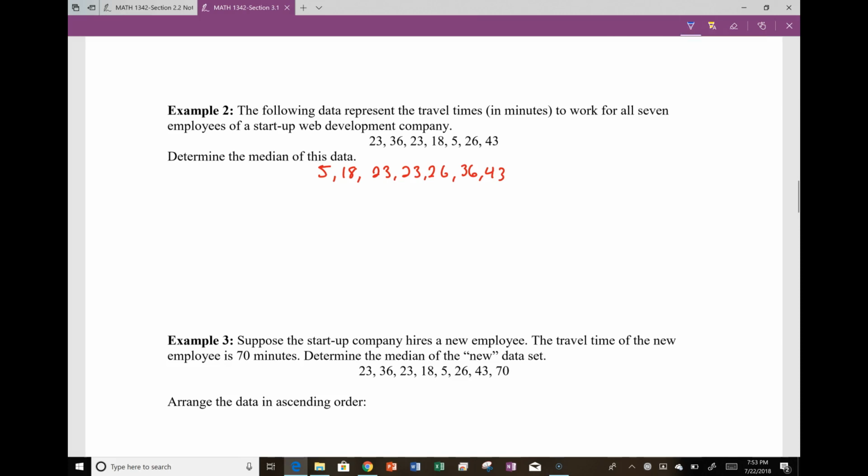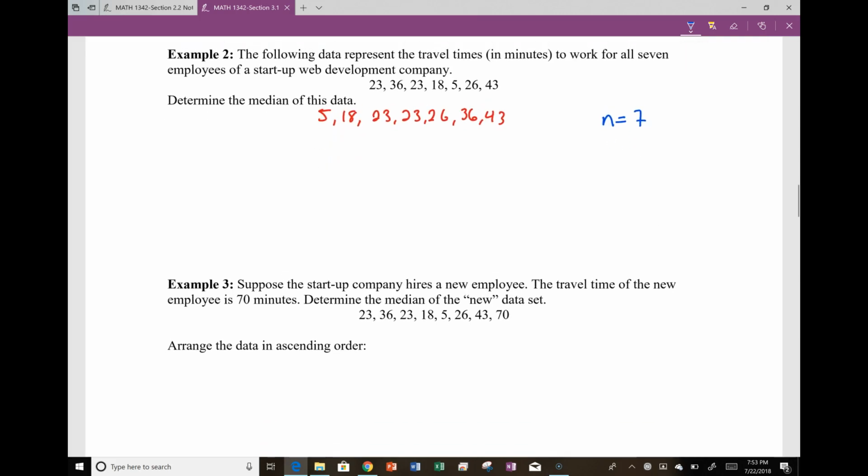What I want to do is determine n. n in this case is 7. 1, 2, 3, 4, 5, 6, 7. I have 7 numbers. When I look for the position, since this is odd, I'm going to look for position n plus 1 divided by 2. So I'm going to take 7 plus 1, divide by 2. So I get 8 divided by 2, which is 4. The fourth position. 1, 2, 3, 4.